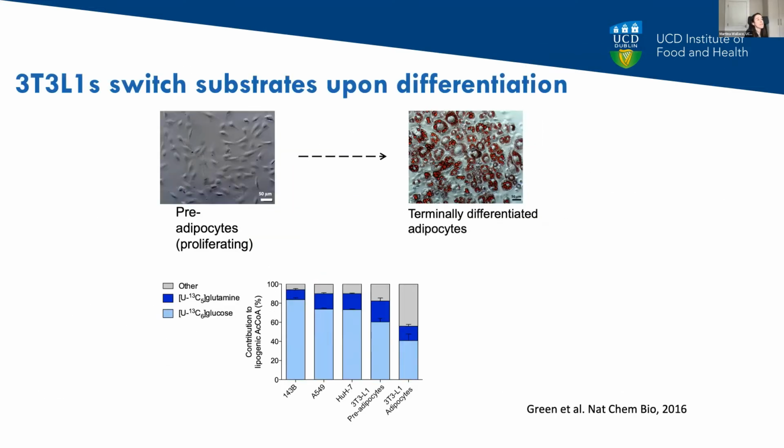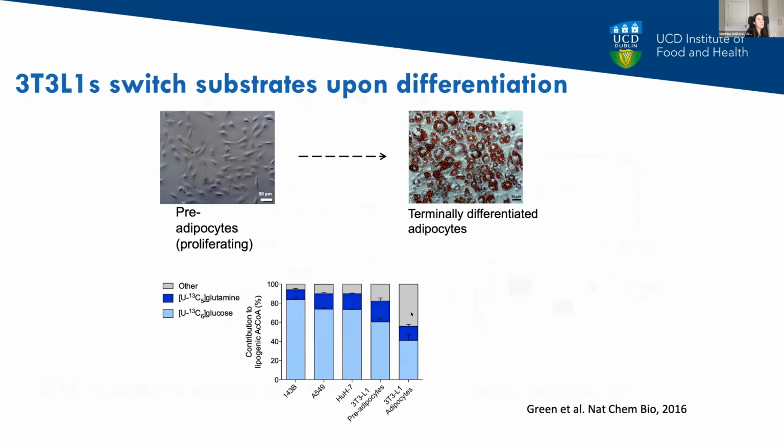So after doing this in the 3T3-L1s and looking at how metabolism changes from the pre-adipocyte to the differentiated adipocyte, what we found was that although in most proliferating cell types in culture, so a lot of different cancer cell lines, and also in pre-adipocytes, the majority of carbon used for de novo fatty acid synthesis comes from glucose here in the light blue and glutamine in the dark blue. But when it comes to differentiated adipocytes, there's a large amount of that carbon that's unaccounted for. So they're making these fatty acids from some other source.